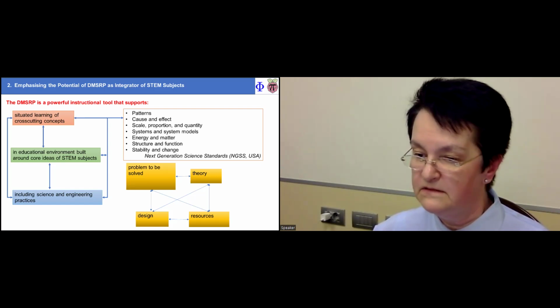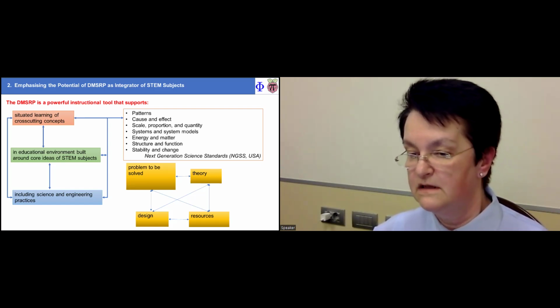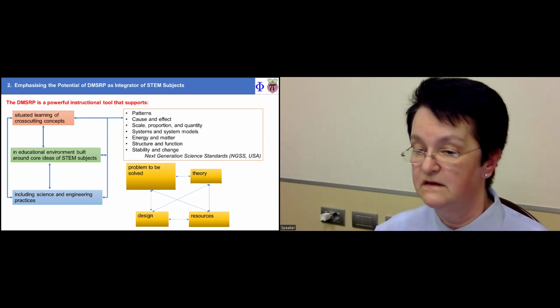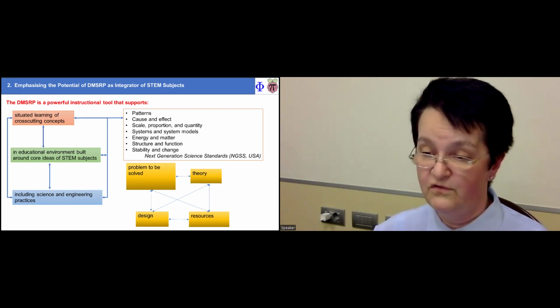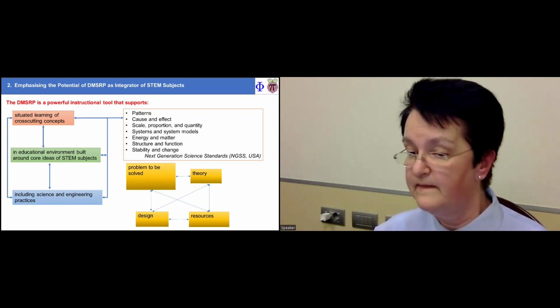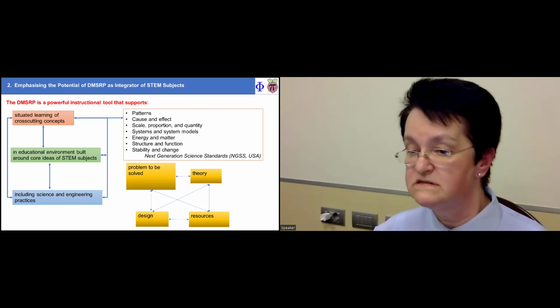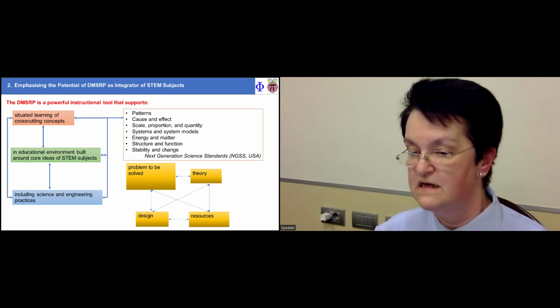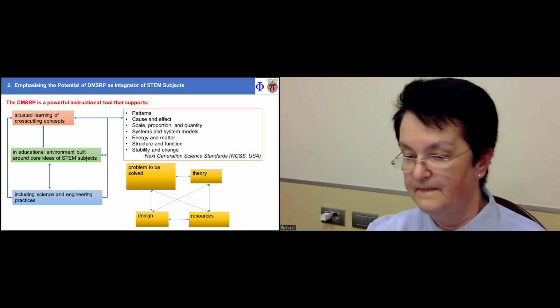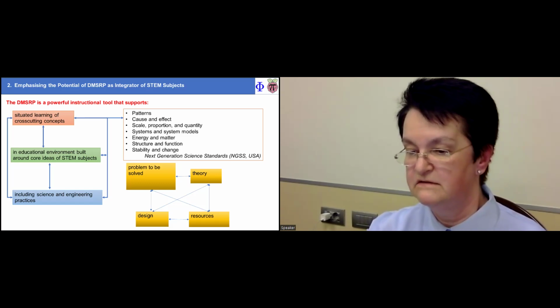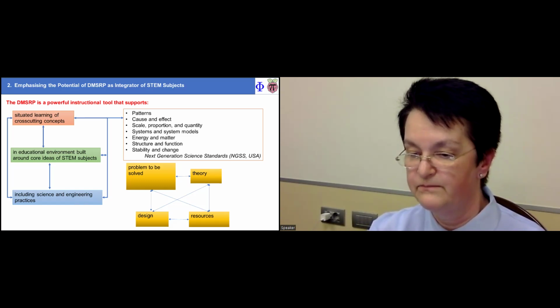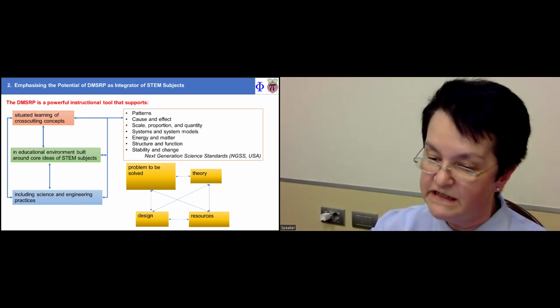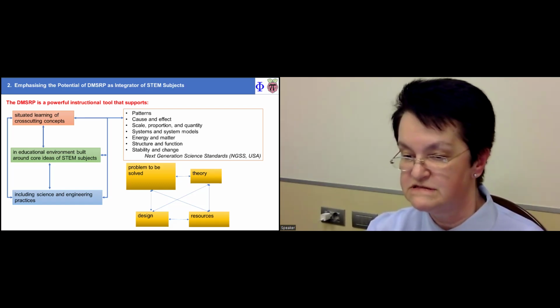When they build different kinds of circuitry, they look for cause and effect. If something is not working, they look for the cause of that problem. In terms of systems and system models, of course, this is directly connected with the practice of developing models. So in all this process, there is a back and forth where the students go from the problem to be solved, to the theory, to the engineering design, and to the resources.